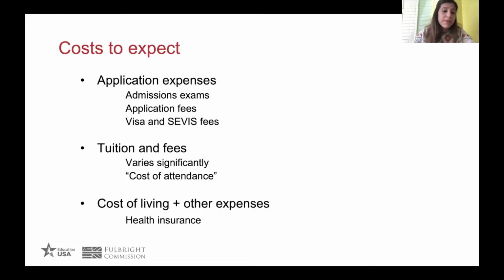And then cost of living or other expenses. While cost of attendance may include room and board and other expenses, you will still have to consider other living costs, such as eating out, clothing, entertainment, local travel, health insurance, etc. And as with the UK, cost of living will vary depending on where your university is located. So studying in a city is going to be much more expensive than studying in a rural area, much like in the UK.